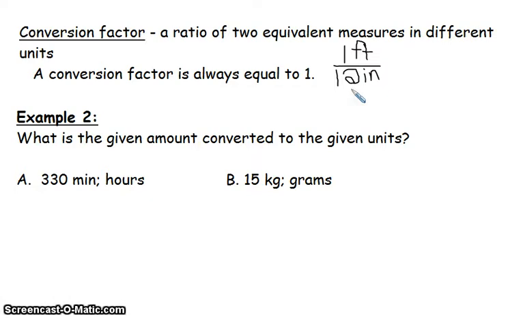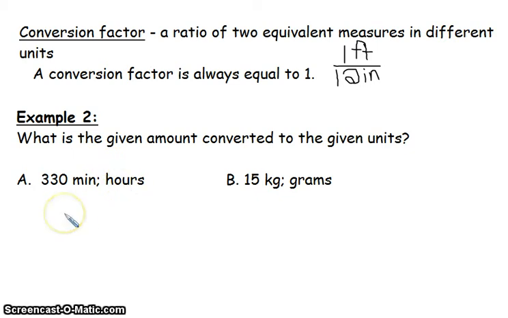Okay, 1 hour to 60 minutes. There's you a conversion factor, and again, it is equal to 1. So we're going to look at example 2. What is the given amount converted to the given units? Okay, so for part A, we have 330 minutes, and I want to change that to hours.